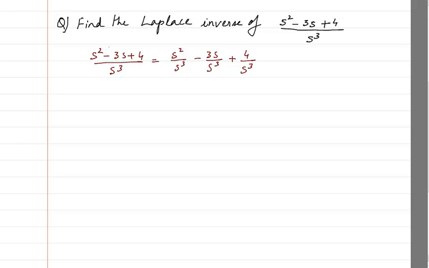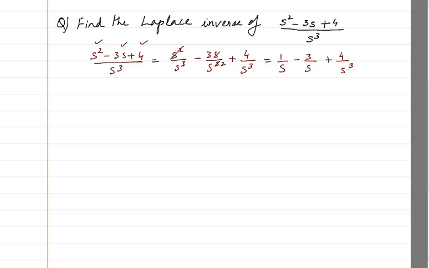So what I have done, I have taken each of these and written it separately. Now here s square and s cube will cancel, so I will get 1 by s. Here one of the s and this will cancel, so I will get 3 by s squared, plus 4 by s cube.